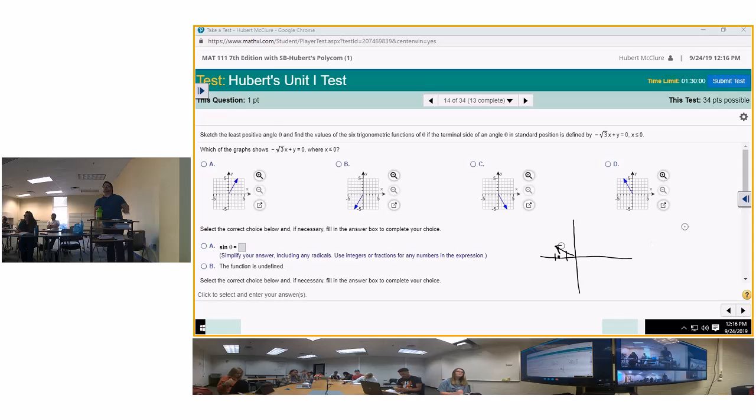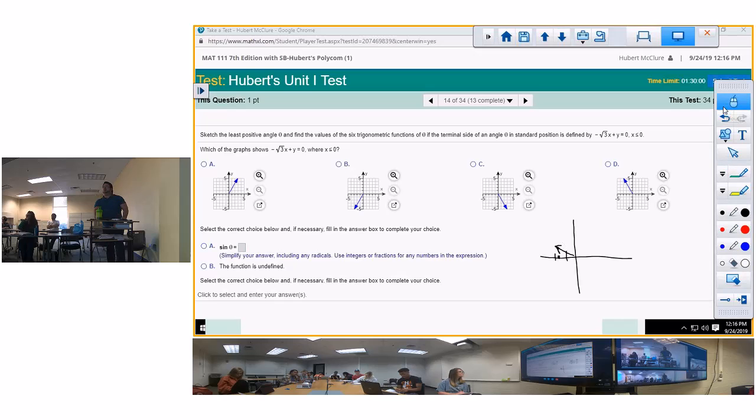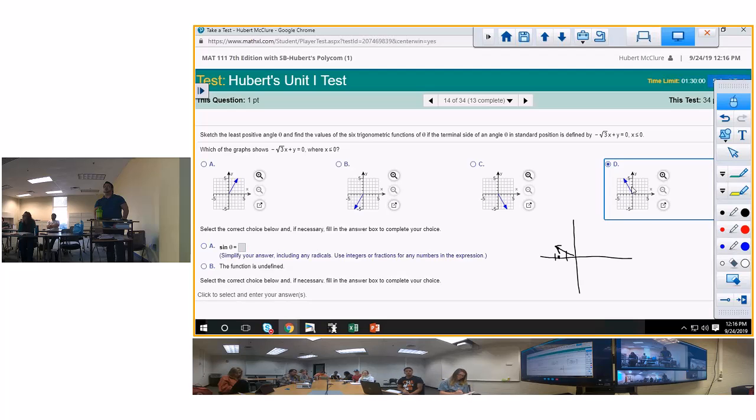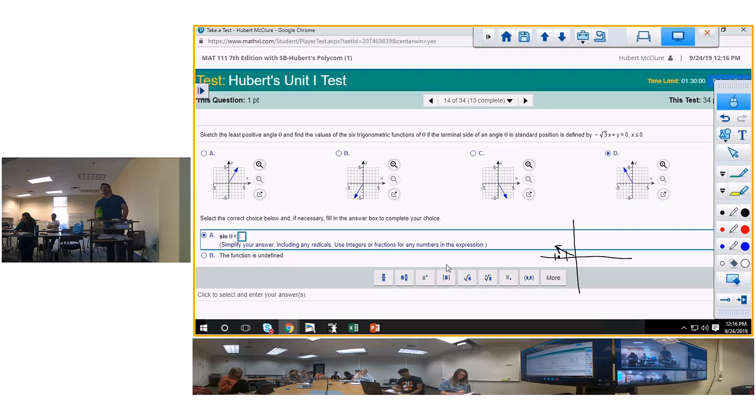I don't remember seeing this one in the homework either. And of course the sine here is equal to, oh, okay, I know, they did the Pythagorean theorem. So we take 1 squared plus square root of 3 squared, which is 1 plus 3, equal to 4. So that's where they're getting the 4. The hypotenuse is 4. So the sine is equal to what?